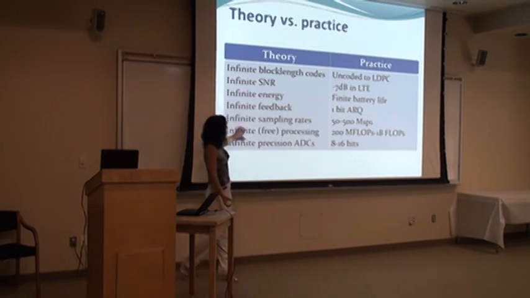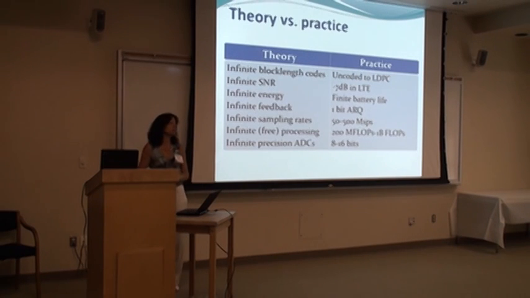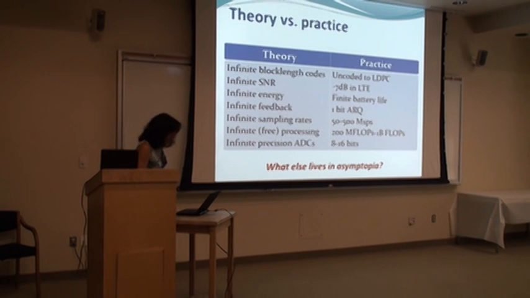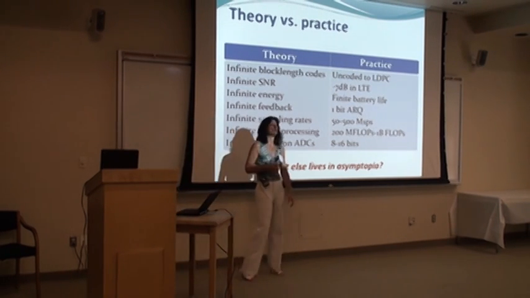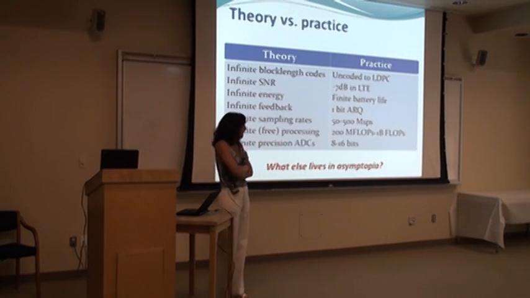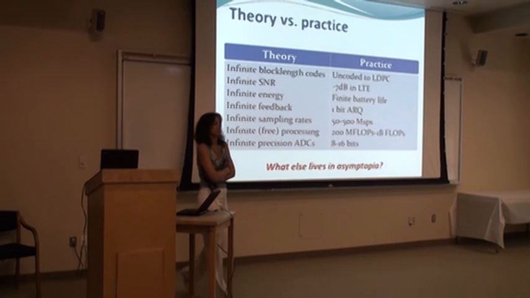So A to D precision and processing are the biggest limitations to implementing multi-user detection. Even though it's been around for decades, it still has not found any widespread use, certainly in handsets and very limited in base stations. Okay, so last question on this slide. What are some other asymptotic regimes that we look at in theory that aren't really realistic in practice?